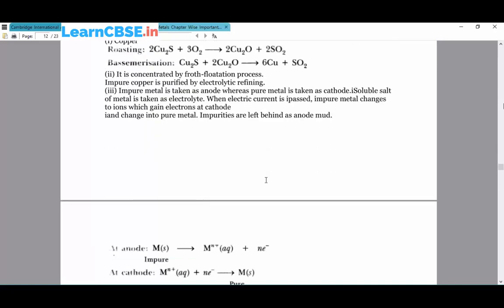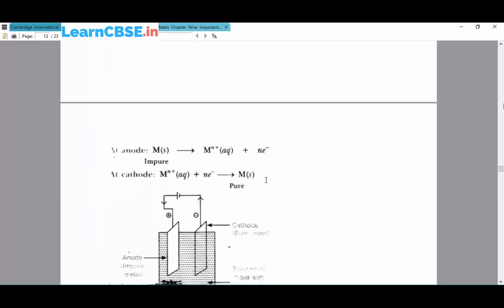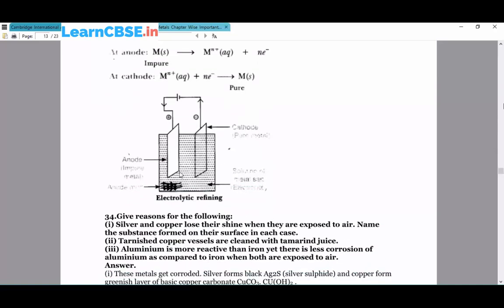The impure metal is always taken as the anode, whereas the pure metal is taken as the cathode. A soluble salt of the metal is taken as the electrolyte. When the electric current is passed, the impure metal changes to ions, which gain electrons at the cathode and change to the pure metal. The impurities are left behind as anode mud. At the anode, the metal gives Mn+ plus n electrons. At the cathode, the reverse reaction takes place: Mn+ gains electrons and is deposited as metal. This is the electrolytic refining.